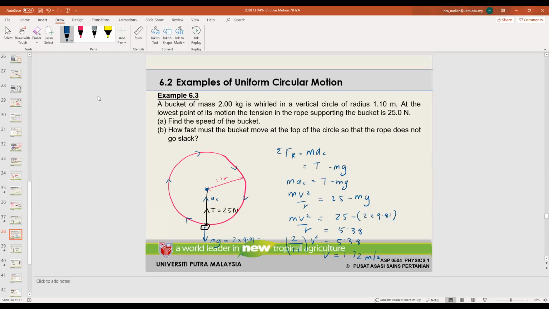Okay, how fast must the bucket move at the top of the circle so that the rope does not go slack? So that the rope does not kendur lah. Tak jadi kendur. Kalau kendur, bucket tu jatuh lah kan. Okay, so how fast must the bucket move at the top? So it's asking, what is the V at the top so that the T does not kendur?